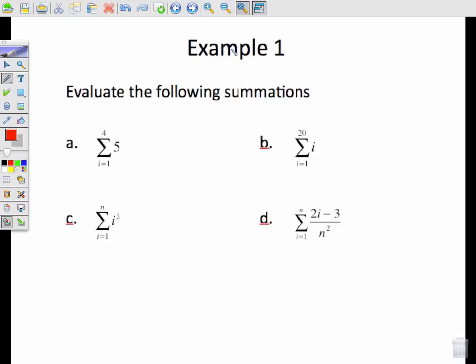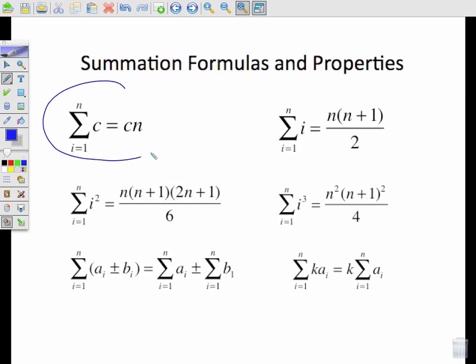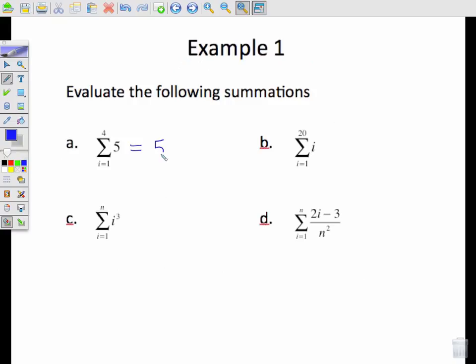So just to give you an idea and show you some examples here, this first problem is to evaluate the sum from 1 to 4 of the constant 5. Well, the formula is this. If you look back at your formula, it's this one right here. So it's just the constant right here times the n value. So my constant 5 times n, 4, equals 20. So simply what I'm doing is I'm just substituting into my formula.